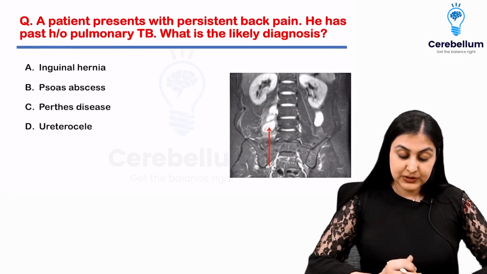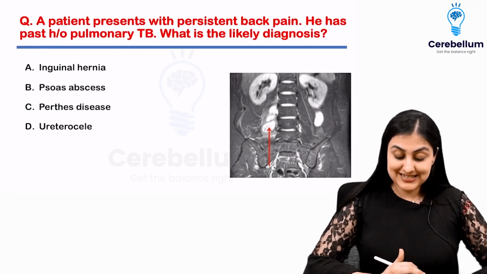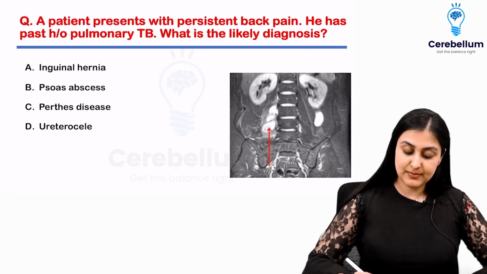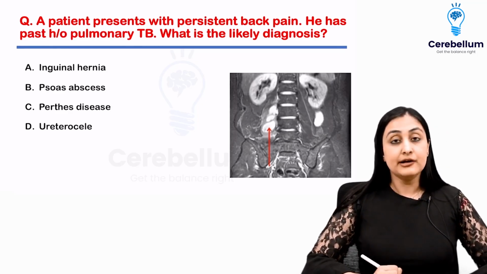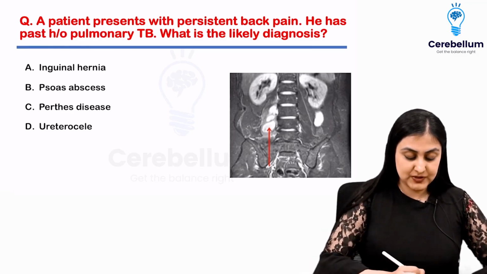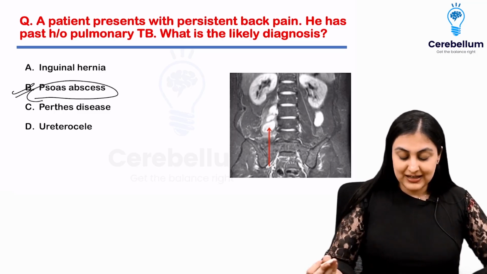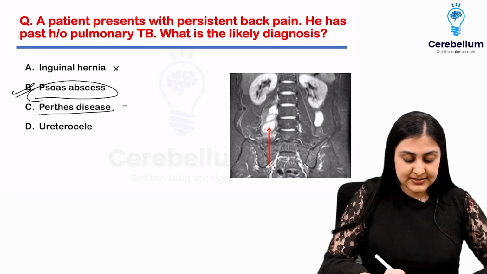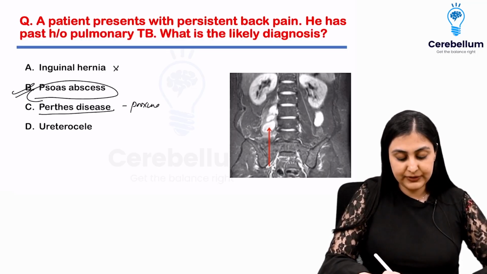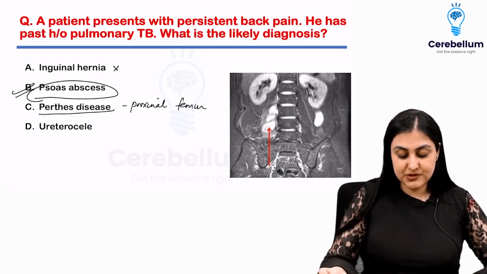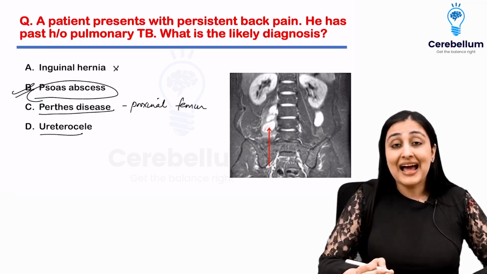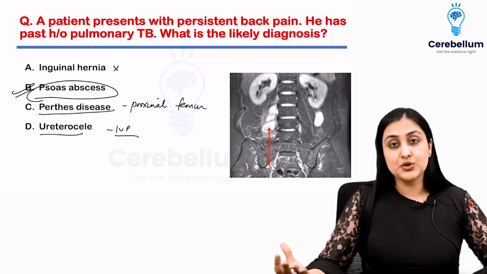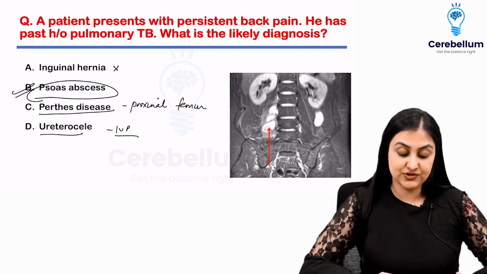A patient presents with persistent backache, past history of pulmonary TB. What is the diagnosis? So this is a coronal MR wherein you can see the two psoas muscles, and within the right psoas there are these fluid containing lesions, which is the abscess. So this is psoas abscess. Even if you don't know this, just rule out. It can't be inguinal hernia. Perthes disease is a disease which affects the proximal femoral epiphysis. So proximal femur is not shown here. Ureterocele has an adder head appearance which is seen on IVP, which is not seen here, right? So you can just rule out and also reach the diagnosis very easily in such questions, okay?